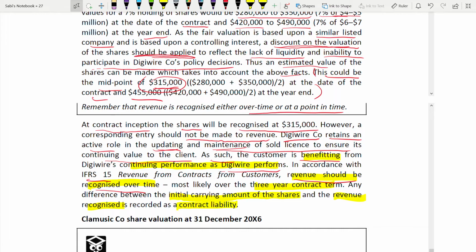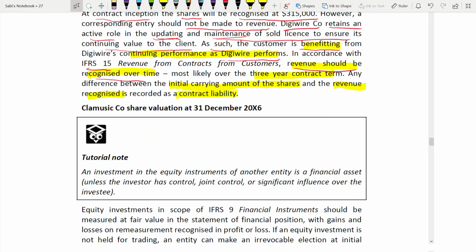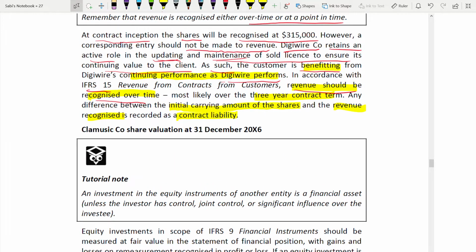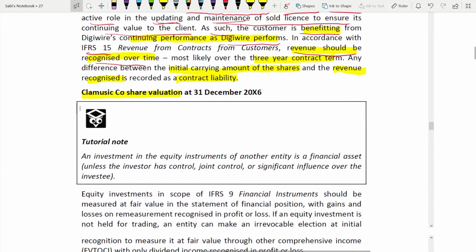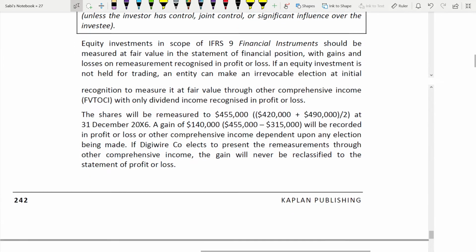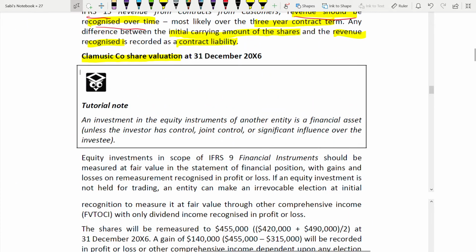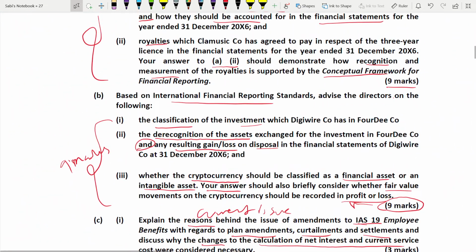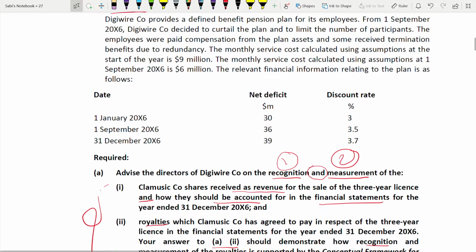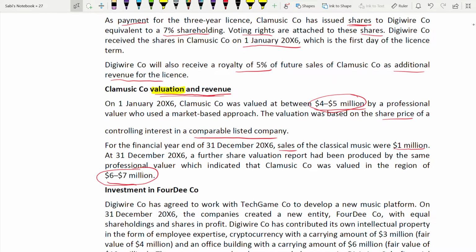So here they didn't give you those figures and all, you don't have to calculate. So you can just leave as it is in this paragraph. But when we are coming to the next one, claim music company share valuation, here we are going to value and do all those things. For the time being, just leave here as contract liability. Now we are moving towards the share valuation. So we are still in the first requirement only. We still didn't go to the royalty part. We are still in the shares only. We are now here, the valuation and revenue.